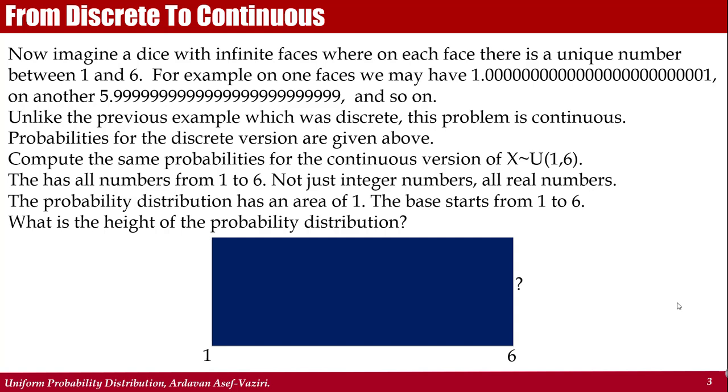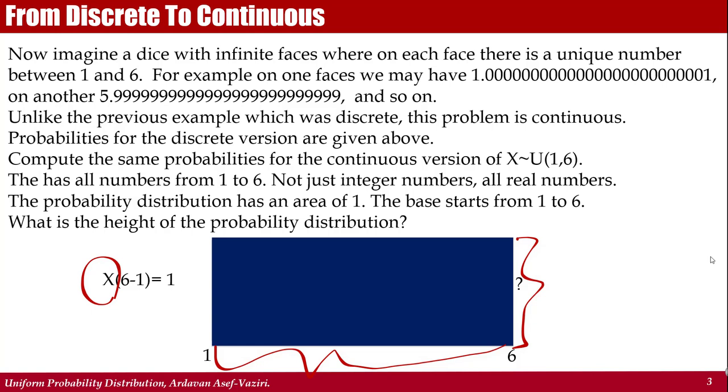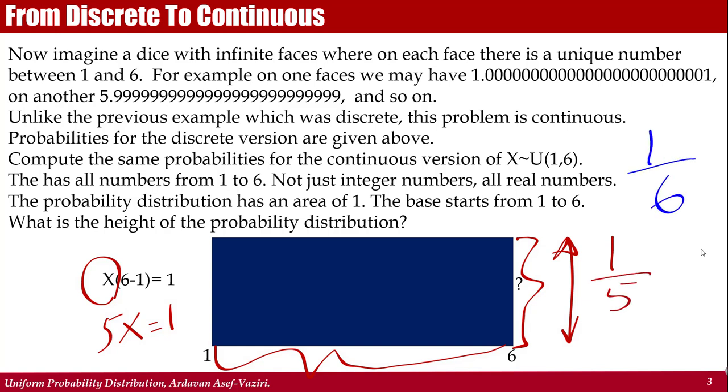What is the height of the probability distribution function? The area is height multiplied by width. Height, we don't know, x. Width is 6 minus 1, which is 5. 5x is equal to 1. Therefore, this height is 1 over 5. It was 1 over 6 in the discrete distribution.